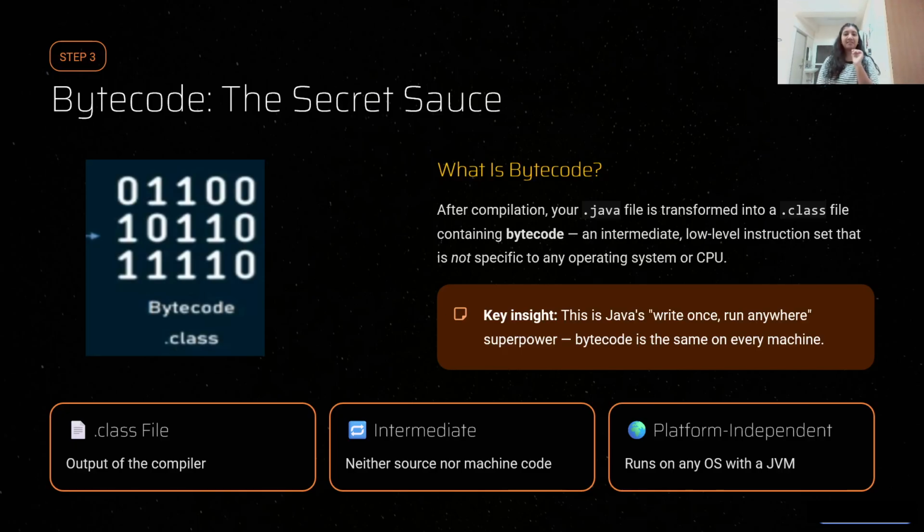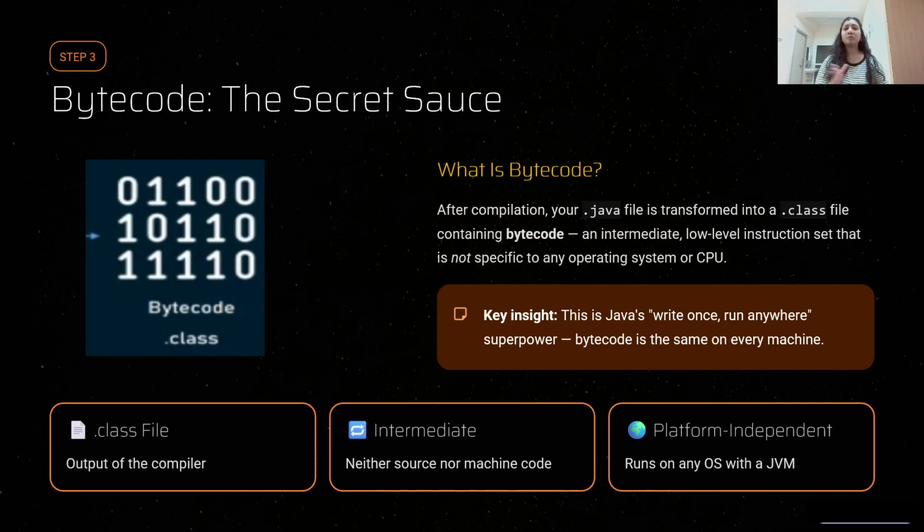Now the bytecode, the secret sauce. What is bytecode? I've told about bytecode. I didn't really mention what exactly is a bytecode. So after compilation, your .java file is now converted into a .class file that contains the bytecode. It's an intermediate low level instruction set. It's not specific to any CPU or any system. It's not like it will run in my computer and it won't run in your computer. It will also run in every single computer in the world. So that is Java. Write once and run anywhere. That's a superpower.